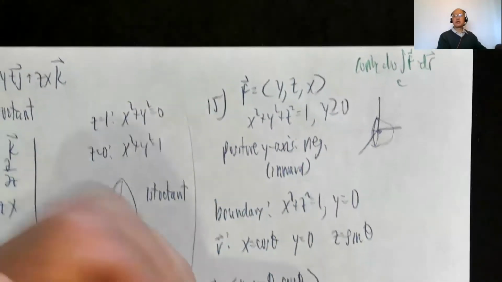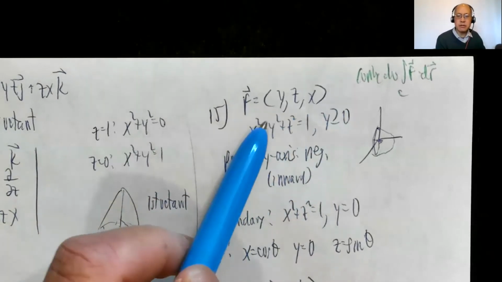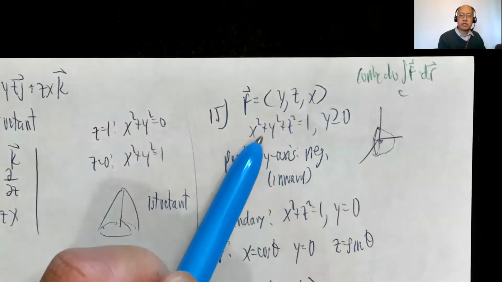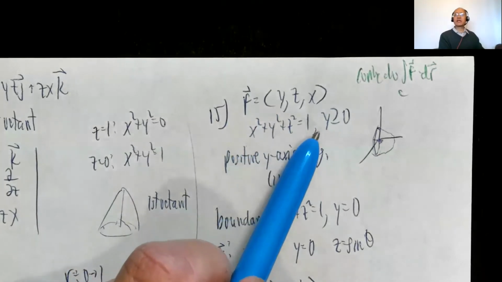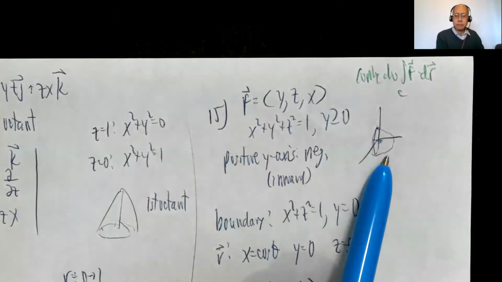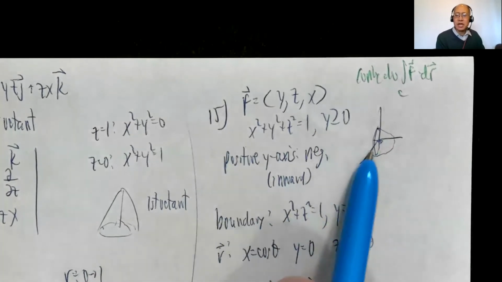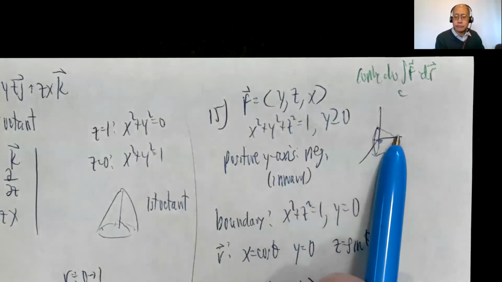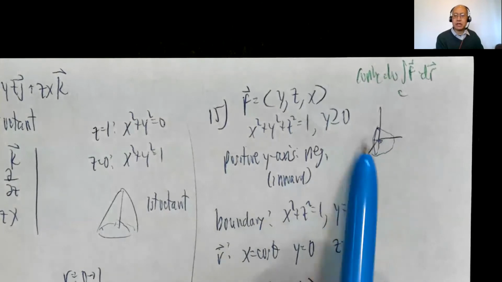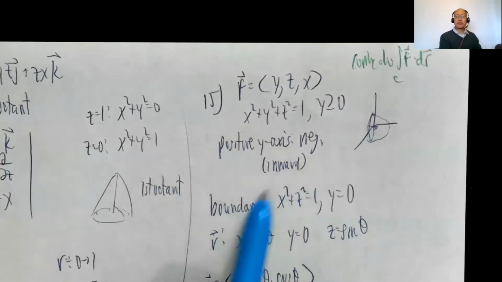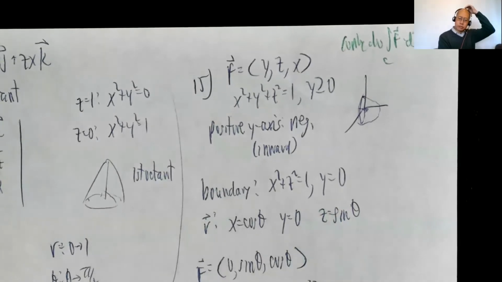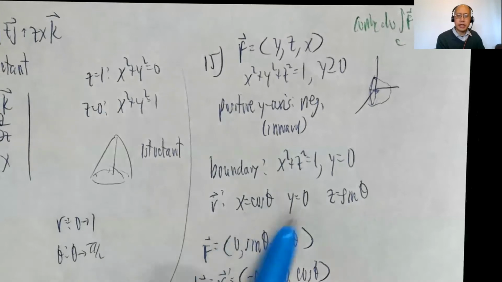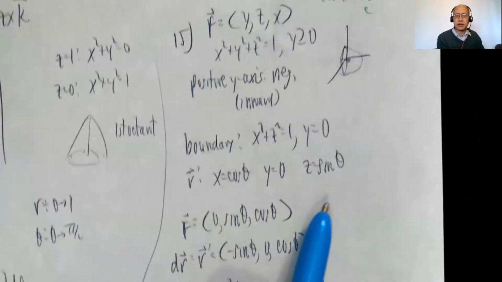Number 15, again, we're only going to do the integral of F dot dr for simplicity. F is yzx along x squared plus y squared plus z squared equals 1, y is greater than or equal to 0, so it's a hemisphere. Positive y-axis is actually negative because that's considered inward. So we want the opposite of the answer that we get. And the boundary curve is x squared plus z squared equals 1, y equals 0. So for the boundary r, x is cosine theta, y is always 0, z is sine theta.